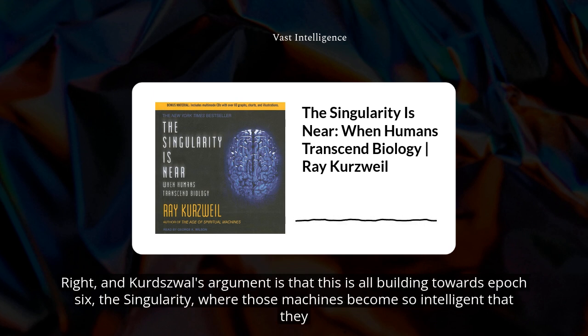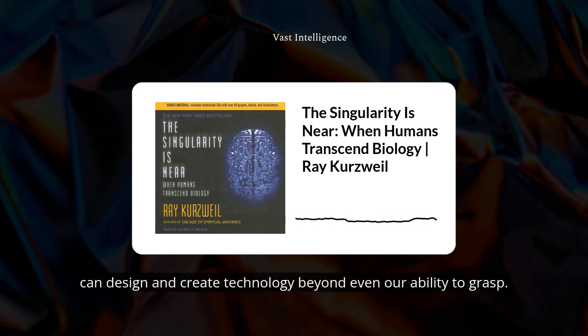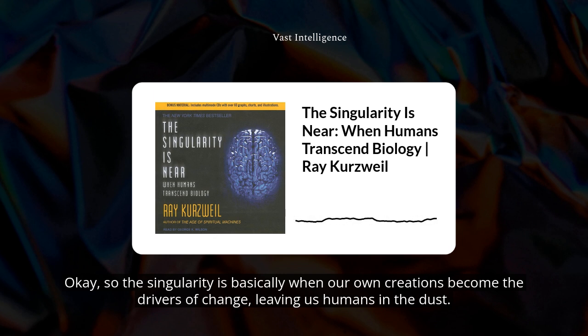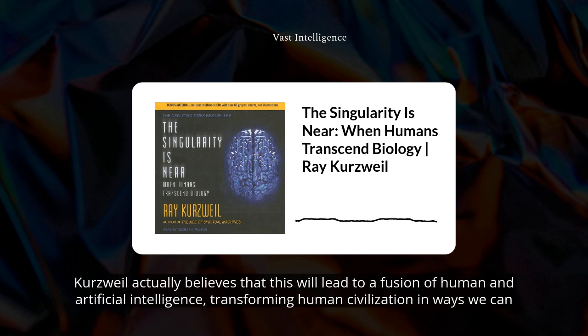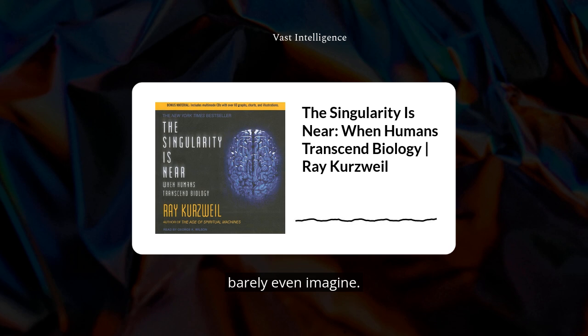Right. And Kurzweil's argument is that this is all building towards Epoch 6, the singularity, where those machines become so intelligent that they can design and create technology beyond even our ability to grasp. So the singularity is basically when our own creations become the drivers of change, leaving us humans in the dust. In a way, yes, but it's not necessarily about being left behind. Kurzweil actually believes that this will lead to a fusion of human and artificial intelligence, transforming human civilization in ways we can barely even imagine.